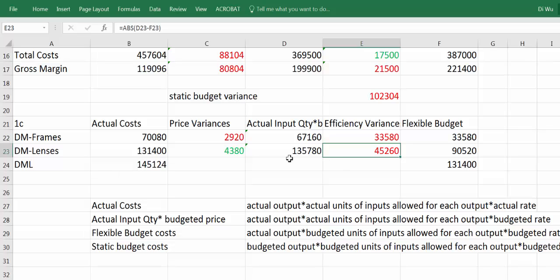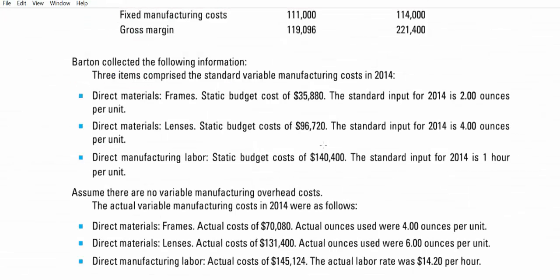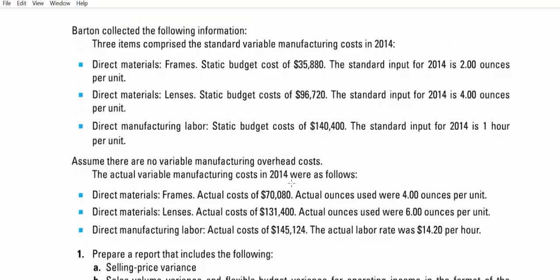So now let's talk about the direct manufacturing labor. It's a similar setup of calculations. We still have to use the information here to find out the labor cost. So that's quite interesting. Here the actual labor cost rate is $14.20 per hour, which is pretty interesting. And the standard input is 1 hour per unit, which is fine. So we can figure out pretty much everything in a similar manner.